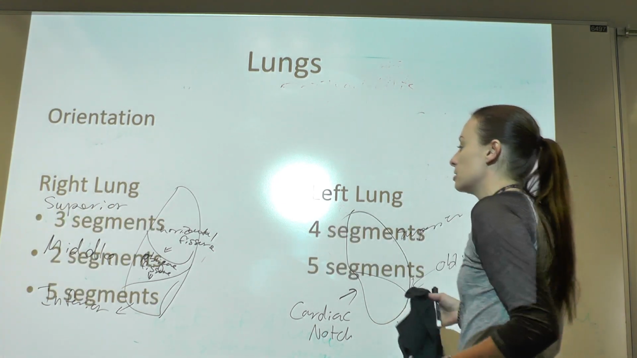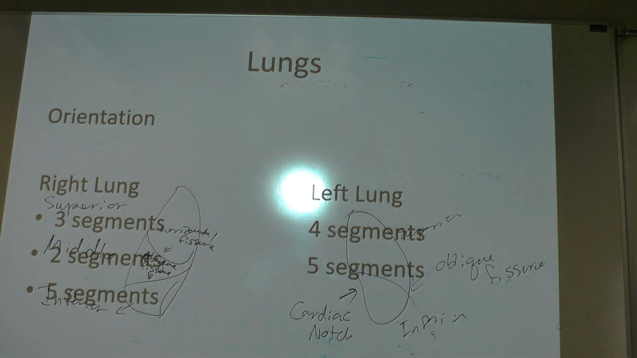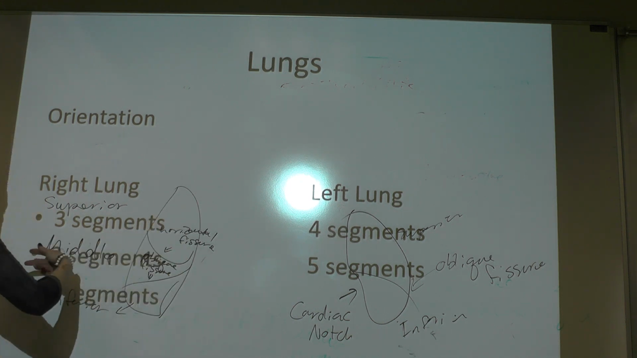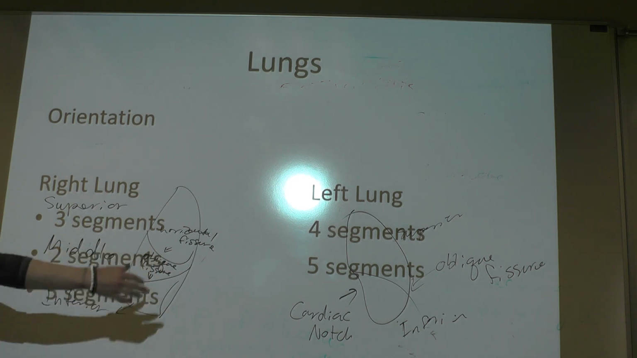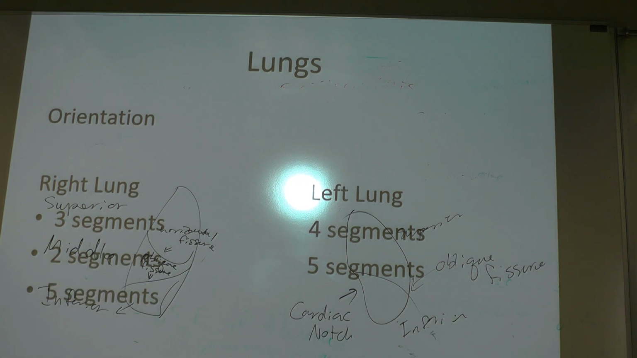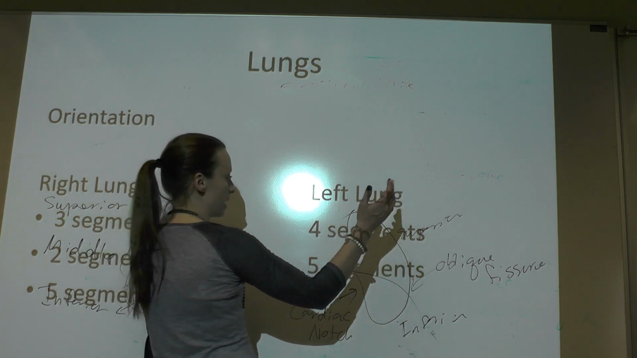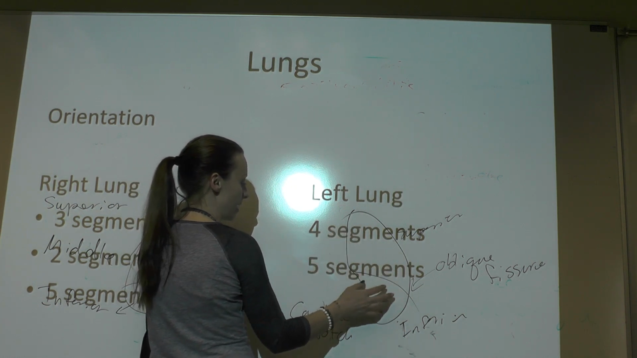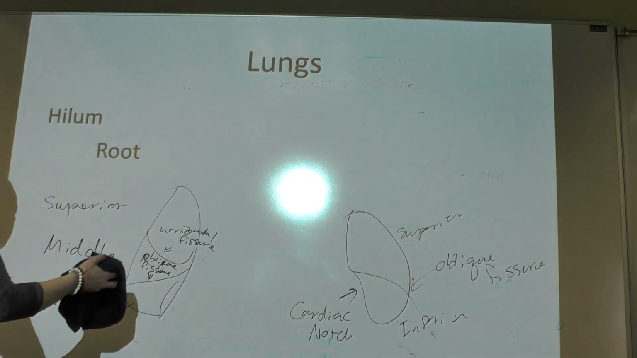If we then look into each lobe, they have differing numbers of segments. So the superior lobe on your right lung has 3 segments, so 3 segmental bronchi. The middle lobe has 2 segments, so 2 segmental bronchi. The inferior lobe has 5 segments, so 5 segmental bronchi. In the left lung we have 4 segments in our superior lobe and 5 segments in the inferior lobe. Again, served by segmental bronchi.